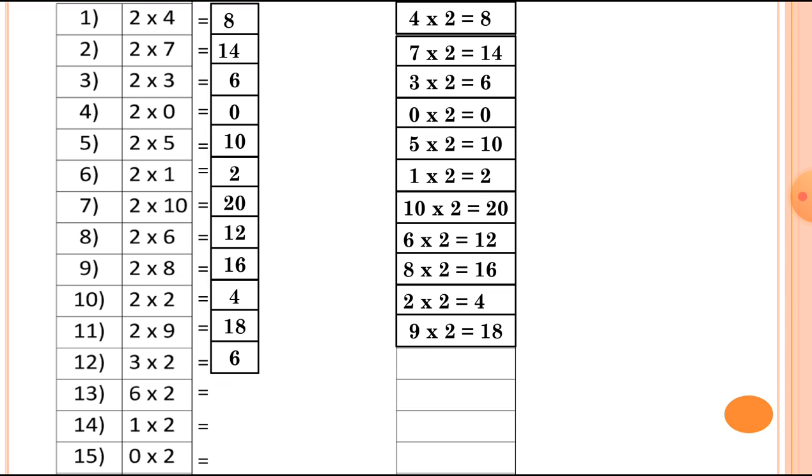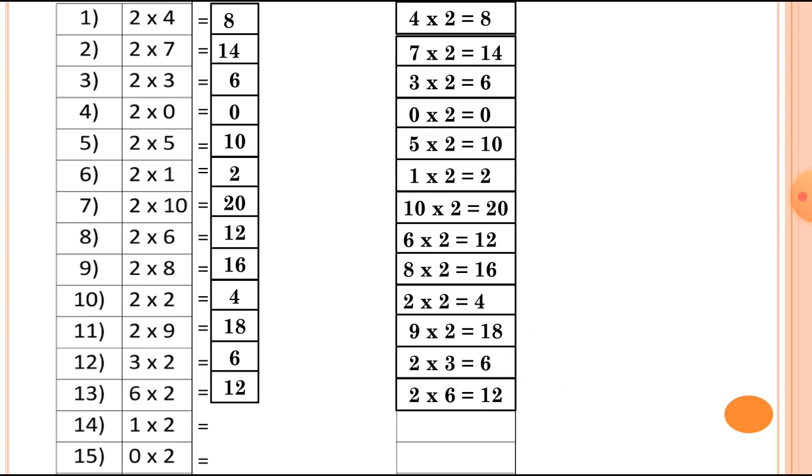3 2s are 6. So we can write down the multiplication fact, that 2 3s are 6. Now the next one, number 13. 6 2s are 12. So what will be the multiplication sentence? We can write down that 2 6s are 12.